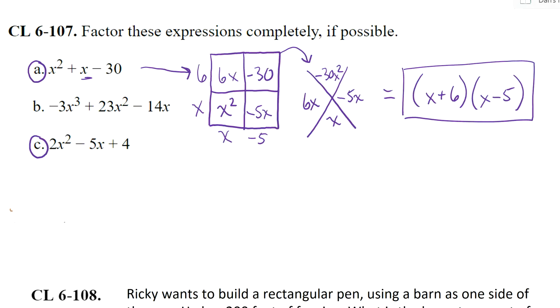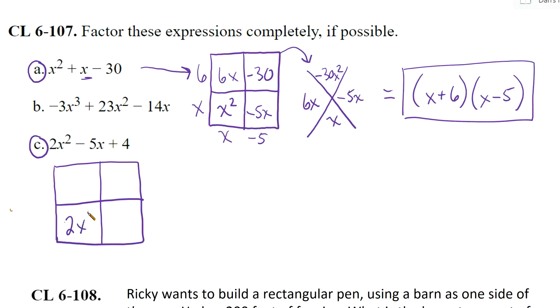C. Same exact thing. There has to be a box when you do these. Make sure you show all the work, show all of these steps. It helps me give you partial credit. It also helps me see where you are in understanding.